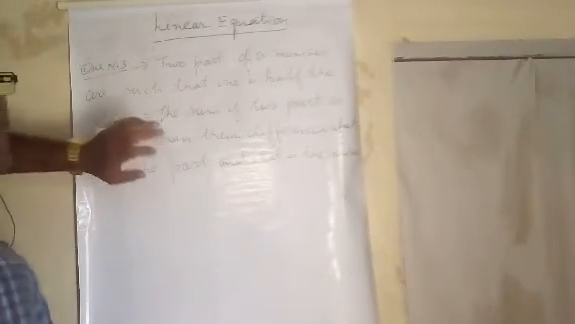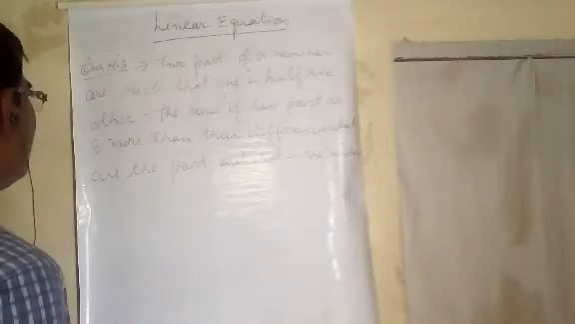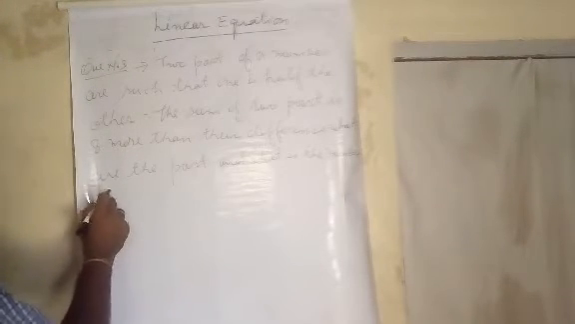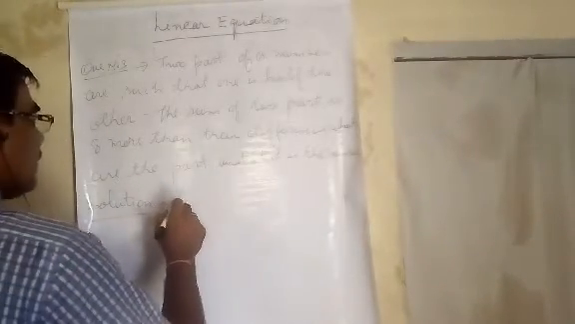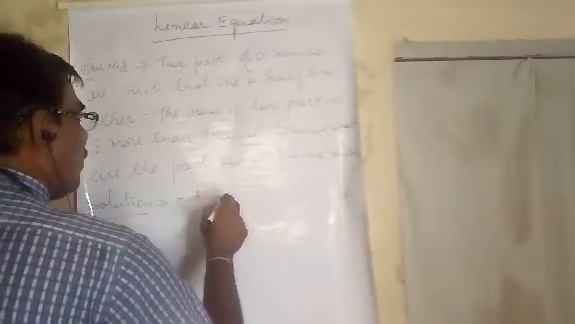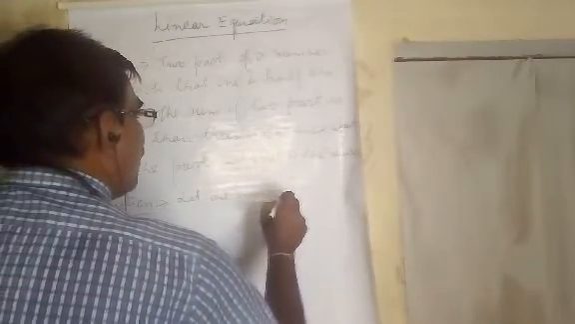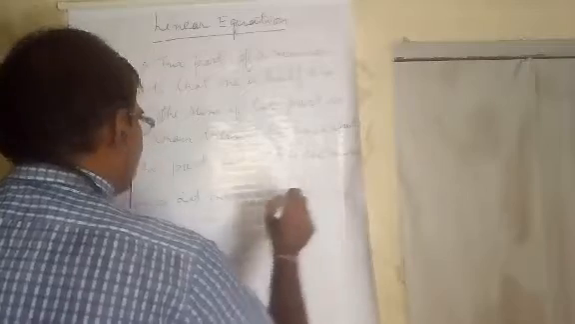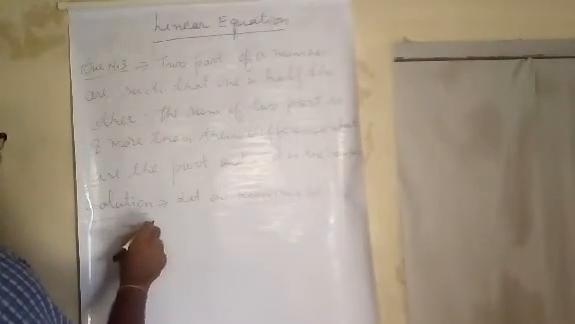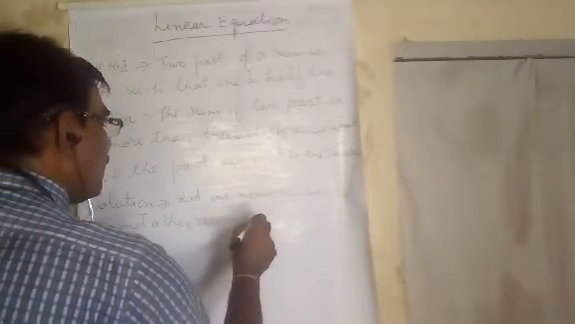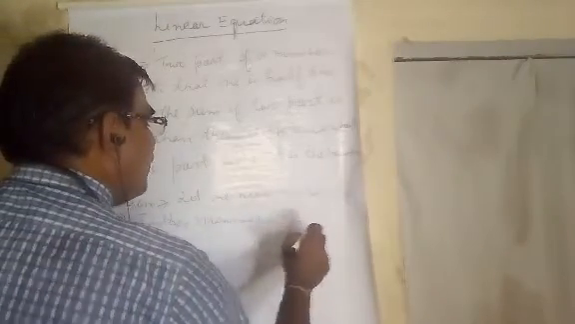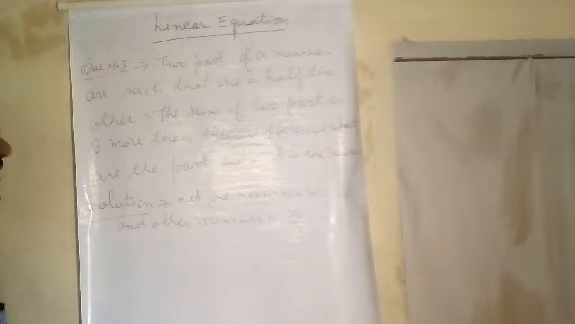Two parts of a number are such that one is half the other. So, according to the question, one part is half of the other. So, let one number be x and the other number equal x by 2.